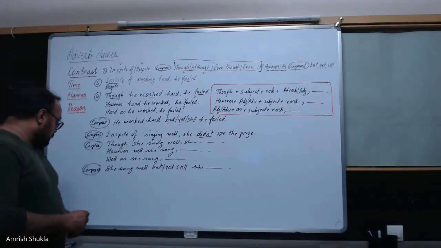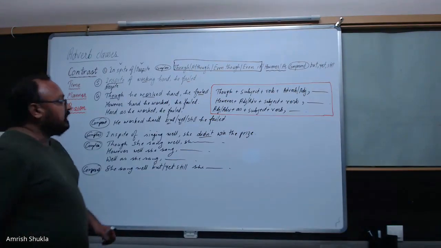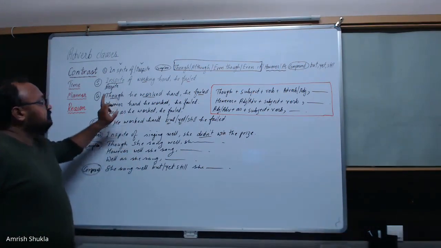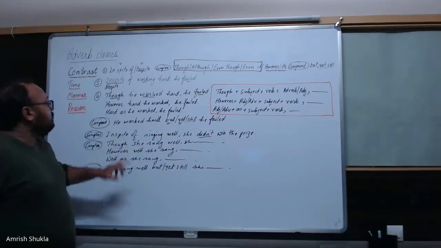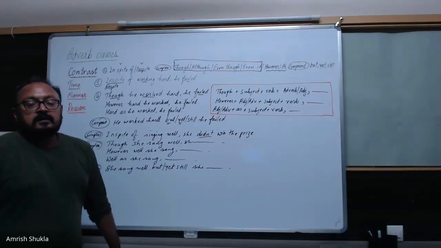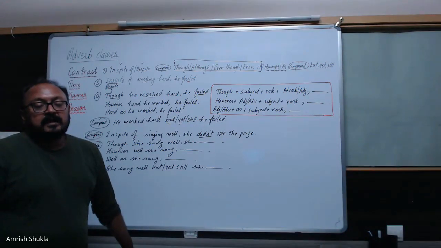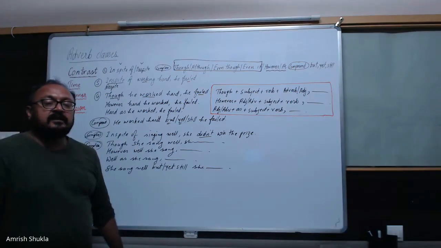Okay, now I will say the sentence. You should try to change it using the words that I tell you. Say, in spite of my strict warning, he went in that area. You can write down the sentence. In spite of my strict warning, he went in that area.